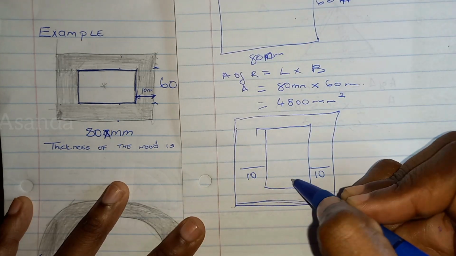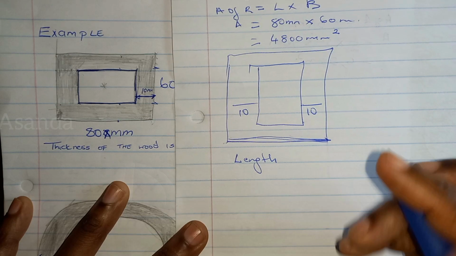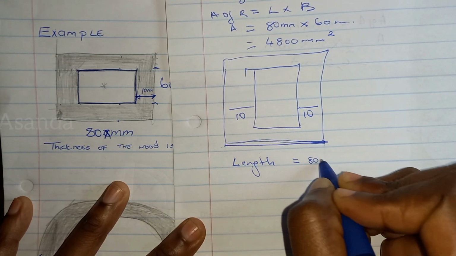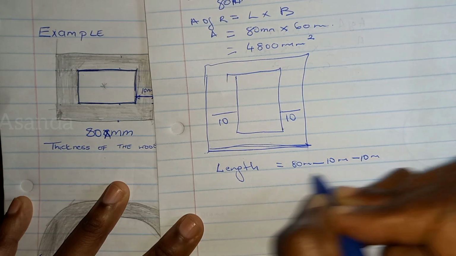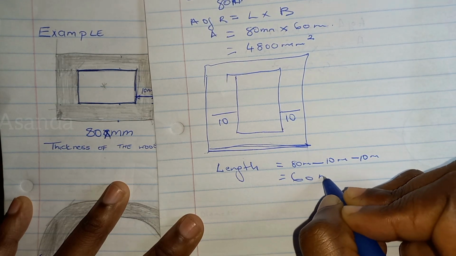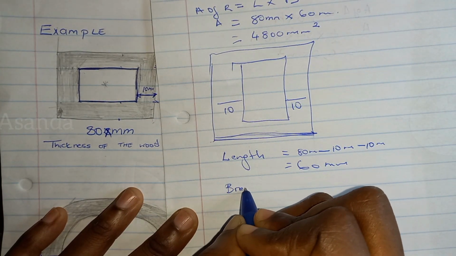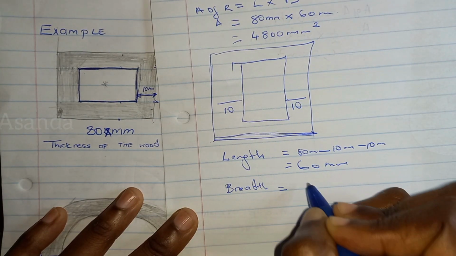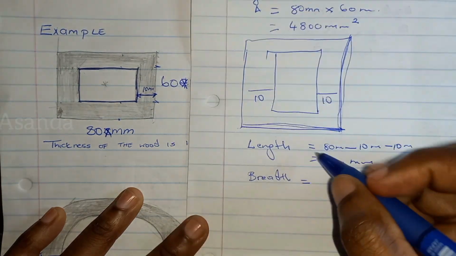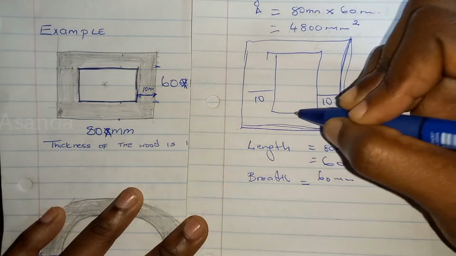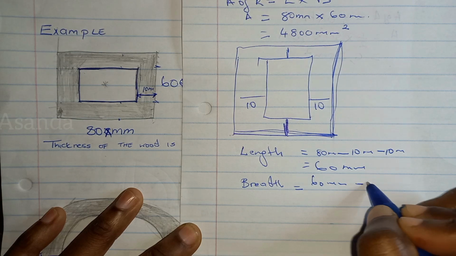So to find the length of the small rectangle, we're going to say 80 millimeters minus 10 millimeters from the left, minus 10 millimeters from the right, and then we're going to get 60 millimeters. So we have the length of it. And then for the breadth, that one is 60 on the side here. So we're going to say 60 millimeters minus this 10 on the bottom and minus the 10 on the top.